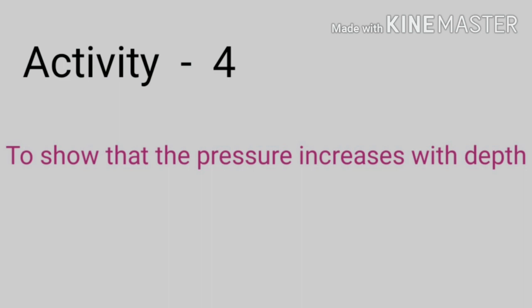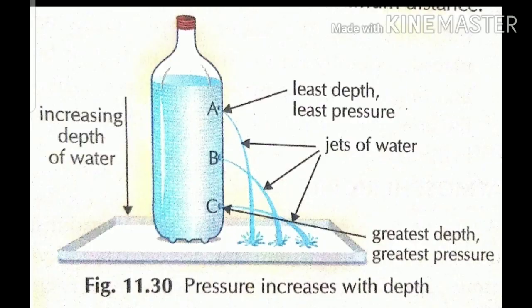Now in the fourth activity, we will discuss that liquid pressure increases with depth. Now take an empty plastic bottle, make 3 holes of the same size but at different heights. Apply adhesive tape over all holes. Now fill the bottle with water. Remove the adhesive tape. You observe that on removing the tape, the water from the uppermost hole A is found to travel the shortest distance from the base of the vessel.